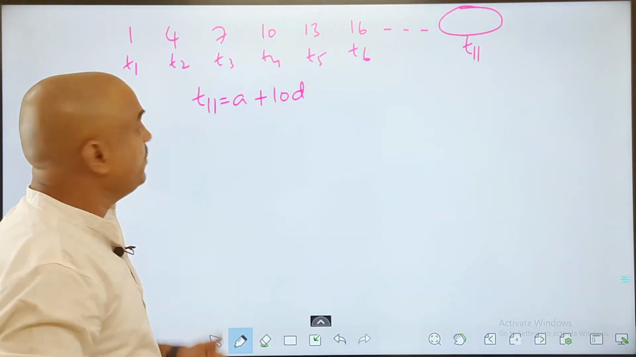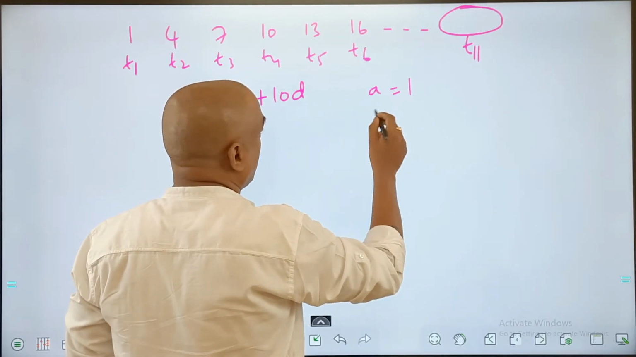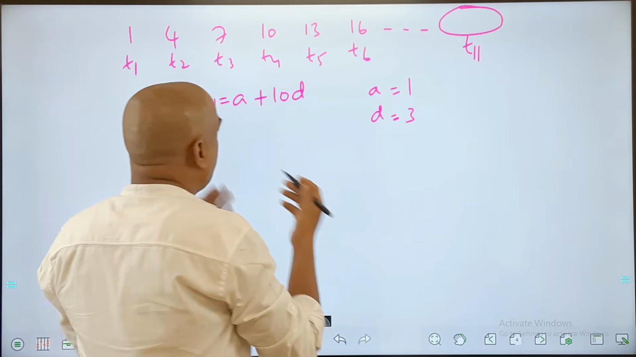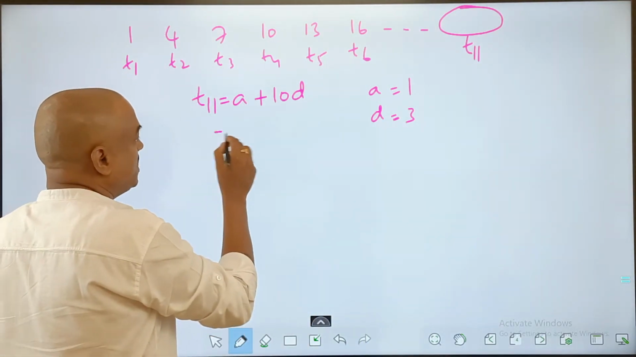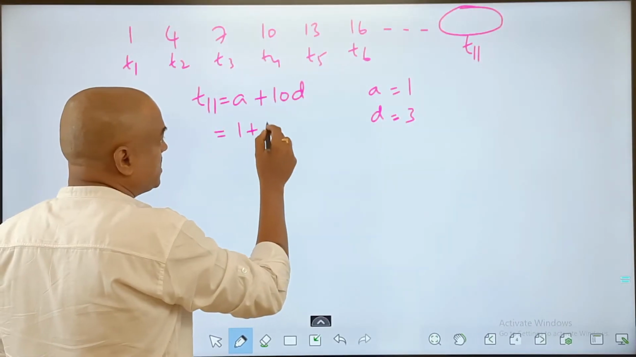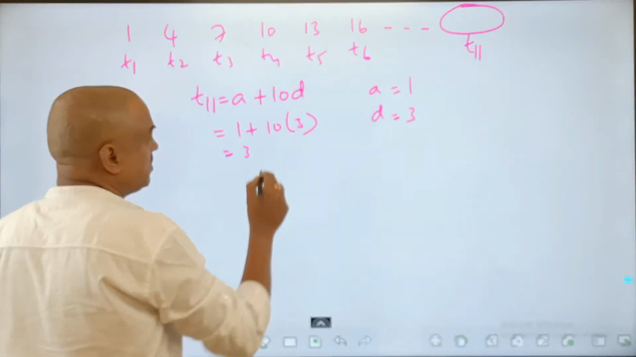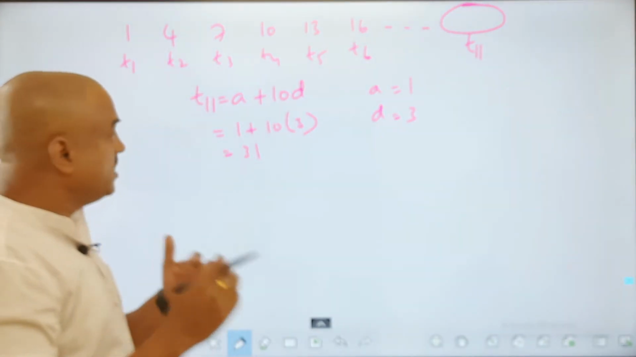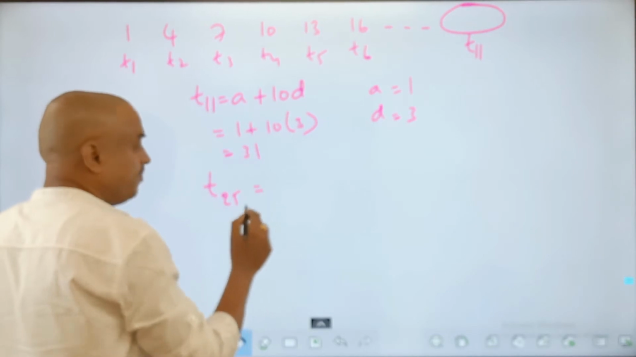We all know that. And from the series, I can clearly understand A is equal to 1, D is equal to 3 and N is equal to 11 over here. So I applied and I got this. So this is going to be 1 plus 10 into 3, and we know this is 30 plus 1, 31 is the 11th term.